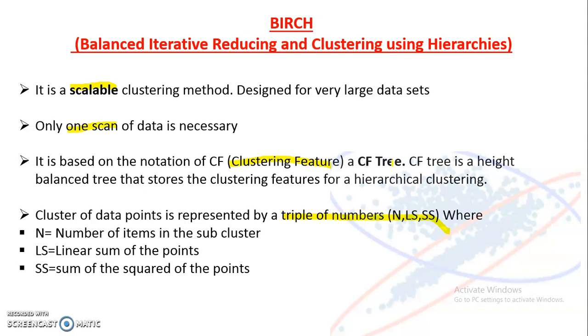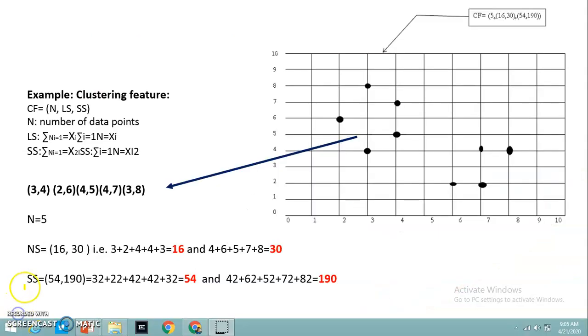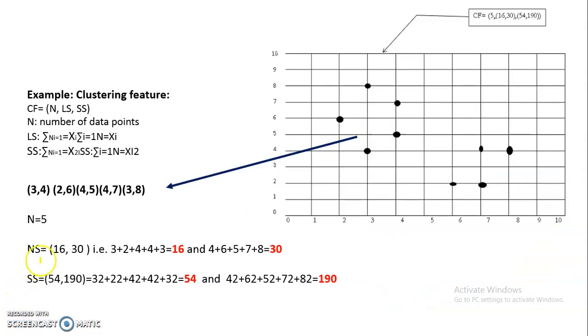So it is a group of some clusters. A CF tree is a group of clusters, and each node or cluster has a property represented by the triplet of numbers N, LS and SS. This means for each node we are going to calculate these three parameters. N is the number of items in that node, LS is the linear sum of the points, SS is the sum of squares of the points. After calculating these parameters, we are able to do the clustering.